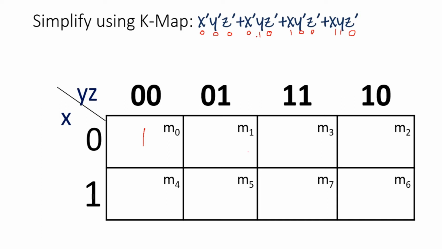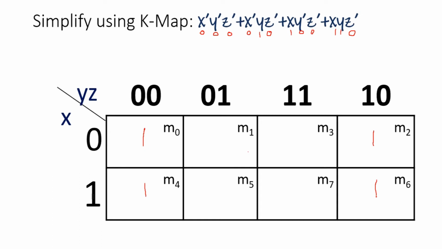Next, nag-0 si x, 1, 0 si yz. Ayun. Next, nag-1 si x, 0, 0 si yz. Nandito. Next, nag-1 si x, 1, 0 si yz. Nandito. Okay, ang next step na gagawin natin ay i-group natin yung magkakatabi or adjacent squares.